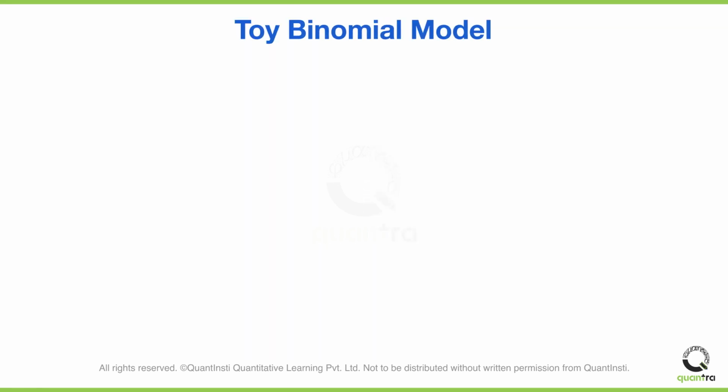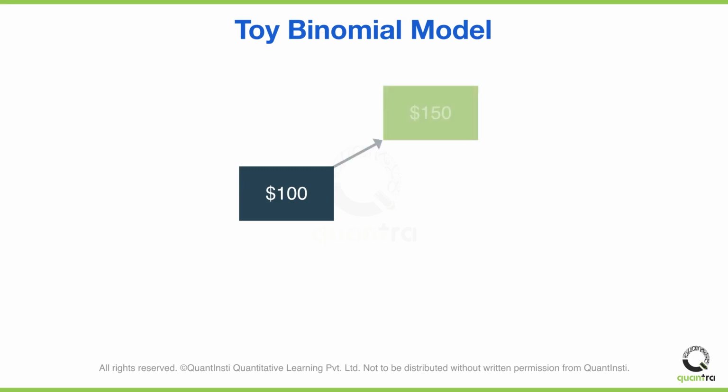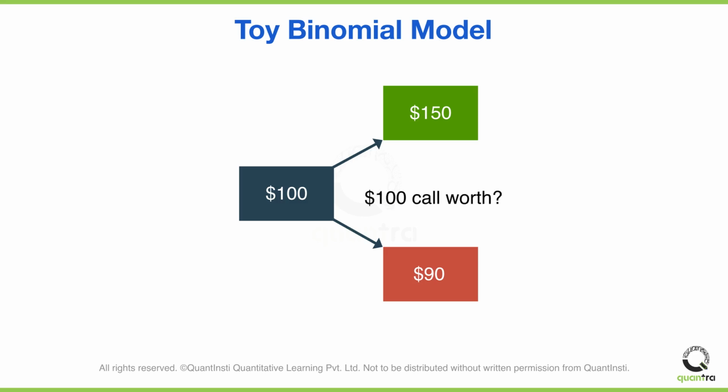Take the simplest possible example. We have a $100 stock that in the next period can go up to $150 or down to $90. The levels of 150 and 90 have been selected arbitrarily, solely for the purpose of illustration. So what is the 100 call worth?